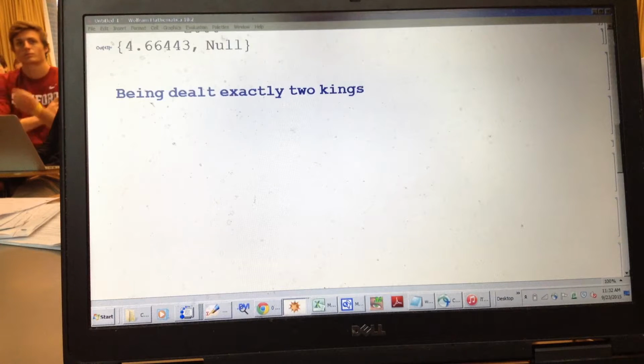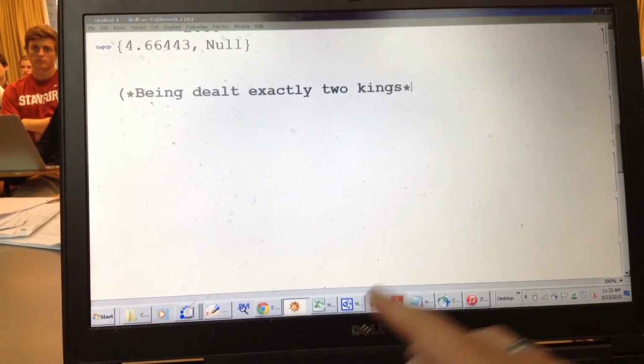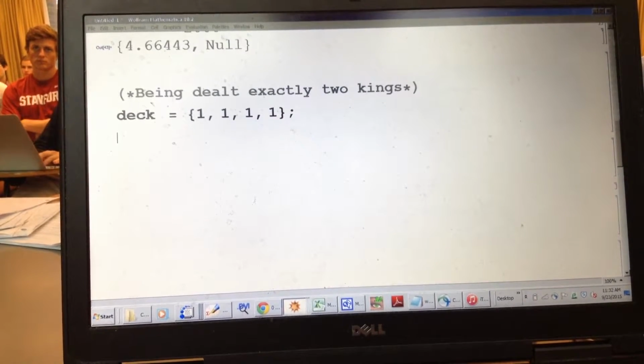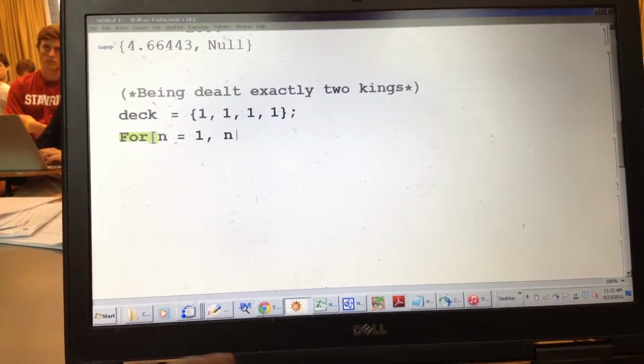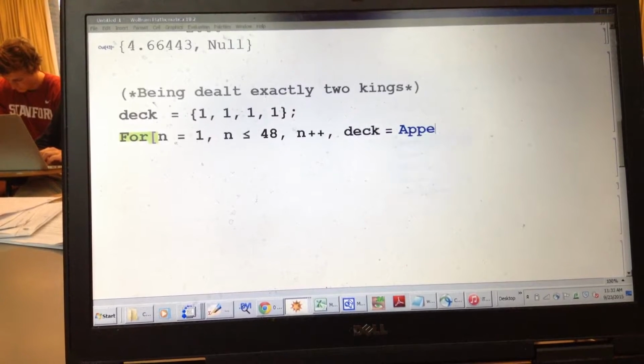Okay? This is the power of having the correct way of looking at things. The more of these problems you do, the more tricks you amass and the easier it becomes, and at some point it becomes fun. So all we want to do is read out exactly 2 kings. Okay, so I'll comment that out. Let's assign the deck to be, we'll start off with 4 kings, and then for n equals 1, n less than or equal to how much? 48. n plus plus, deck equals append to deck 0.